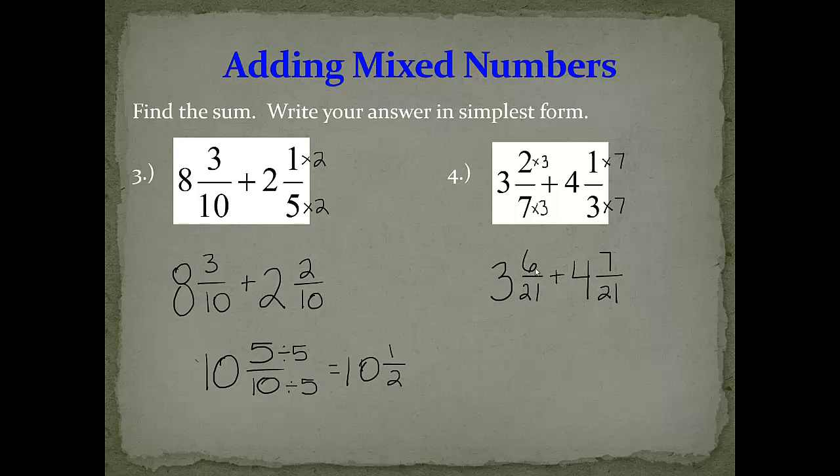Now I can add my fractions. So 6 plus 7 would be 13. So I have 13 over 21. And then 3 plus 4 is 7. The fraction is simplified, so my answer is 7 and 13 over 21, or I can say 7 and 13 21sts.